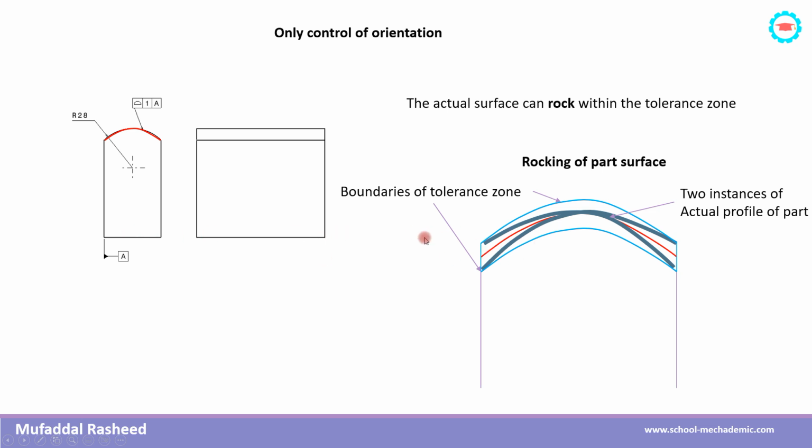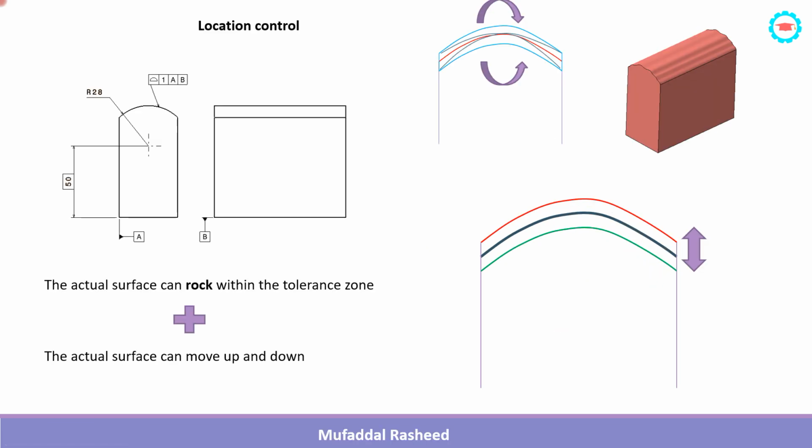But here, when we are having the additional datum applied and the basic dimension is applied, the meaning will change. The meaning is that the position of this surface also has to be controlled with respect to the basic dimension 50 with respect to the datum feature B. So this position control also implicitly controls the orientation. That means it controls both the rocking with respect to datum A and also the position with respect to datum B. So we have already seen what rocking means.